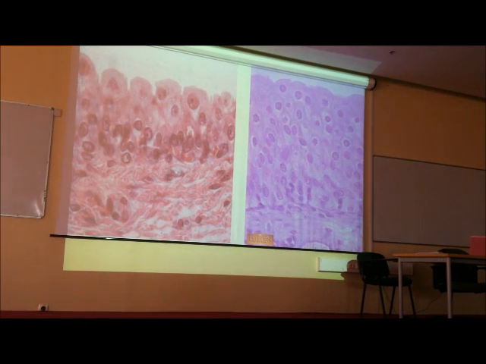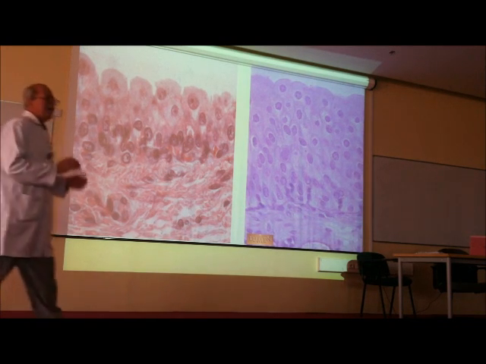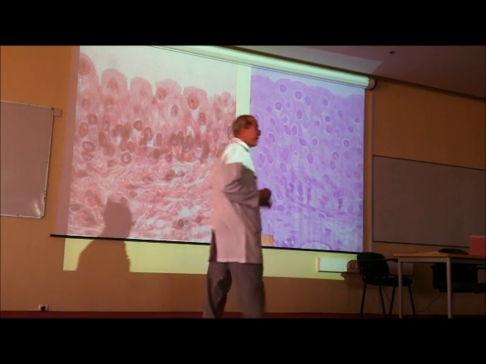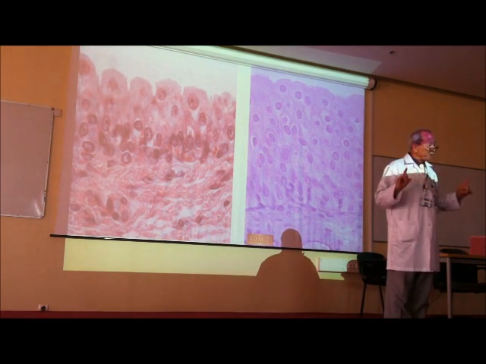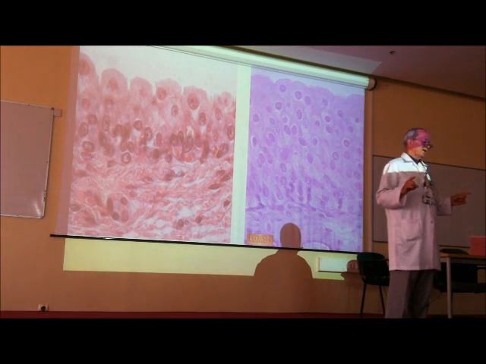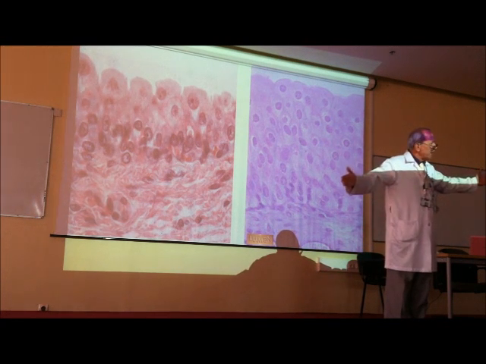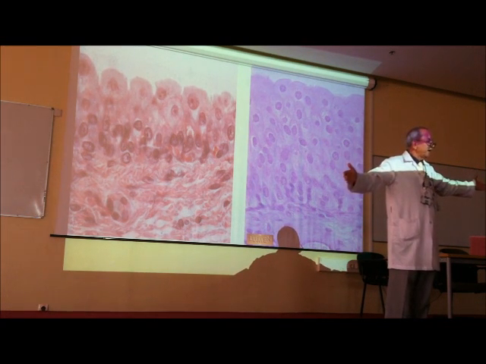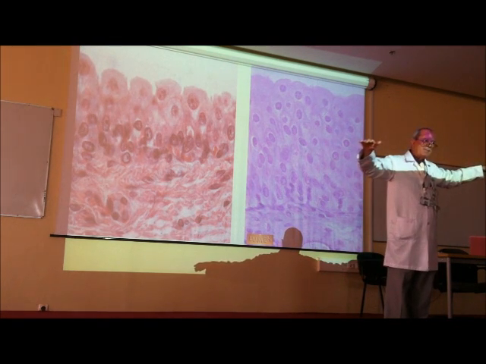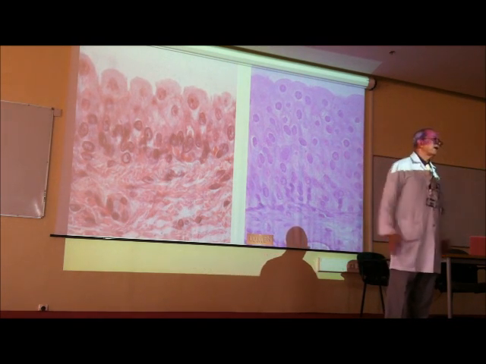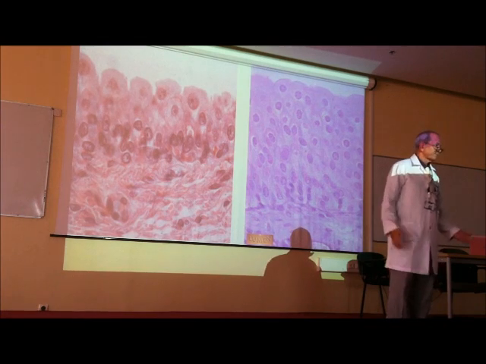Why is it called the transitional epithelium? It changes in number of layers and the shape of superficial cells. In case of distension, the number of layers is decreased, and in the superficial cell layer, the cells appear flat. Okay?